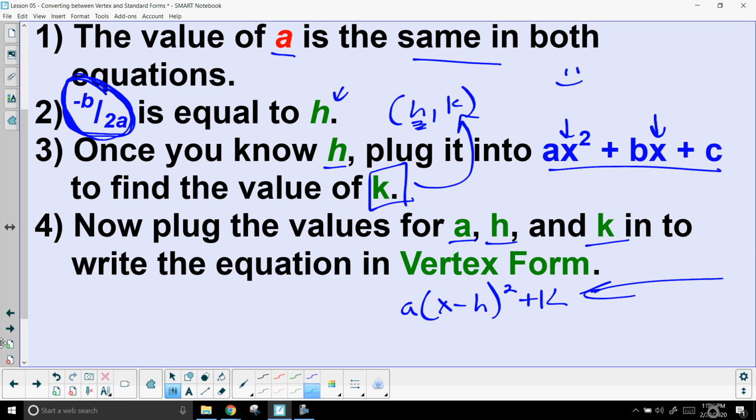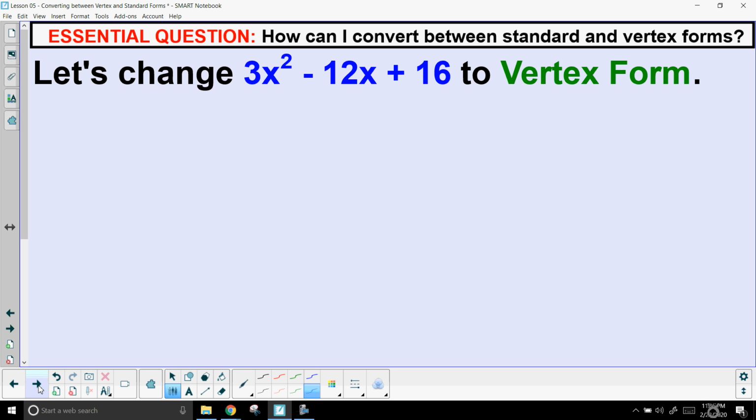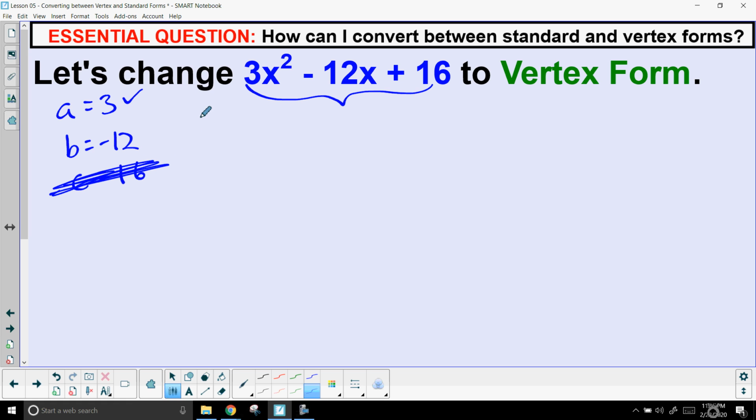Now, this should look familiar. We've seen this already. Okay, we're going to go backwards with this one. So we already know what it should look like. Let's see if we can get there. So, A value, 3. B value, -12. C value, 16. Guess what? We don't need C. We do need A.